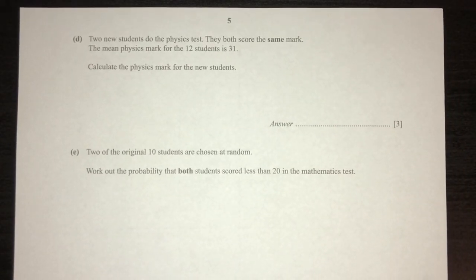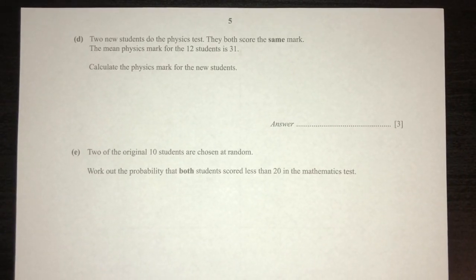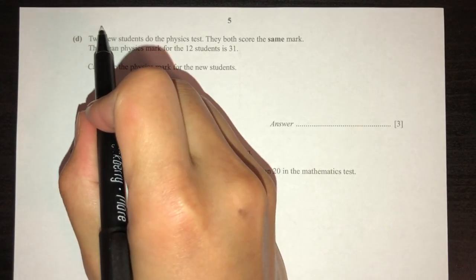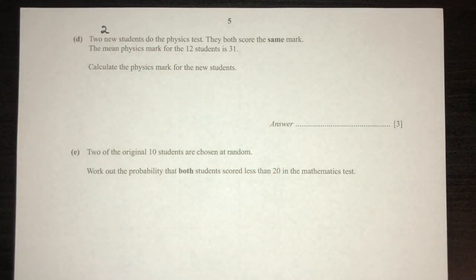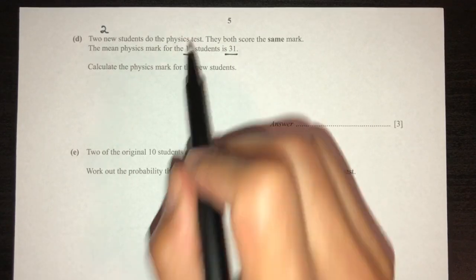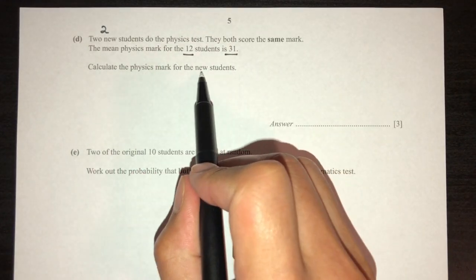So we have two new students do the physics test. They both score the same mark. The mean mark for the 12 students is 31. Okay, so pretty easy. Calculate the physics marks for the new students.